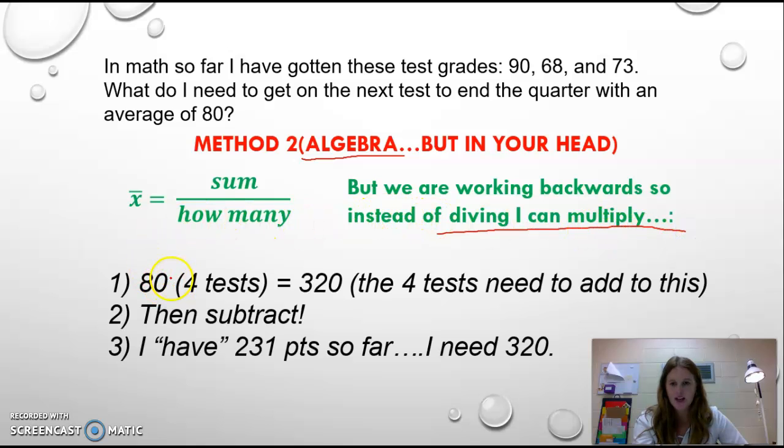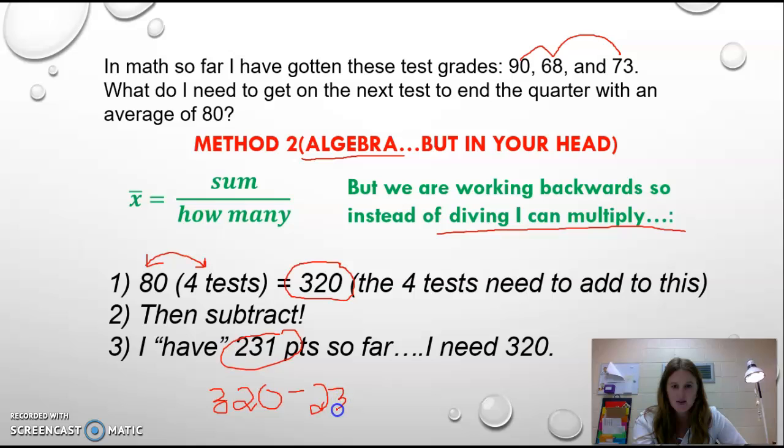So I say, all right, there's 4 tests, right? And I need to get an average of 80. And so instead of dividing these things, I'm going to multiply them to get the total amount of points. So I do 80 times 4, I get 320. That's the amount of points that these tests have to add up to. And I know I already have, 90 plus 68 plus 73, I already have 231 points. And so all you need to do is say, okay, well, I need 320 points. I have 231 points. That leaves me with 89 points I still need to earn, and that's just the average I need to get on my last test. So I need an 89 on my last test to secure that average of an 80.